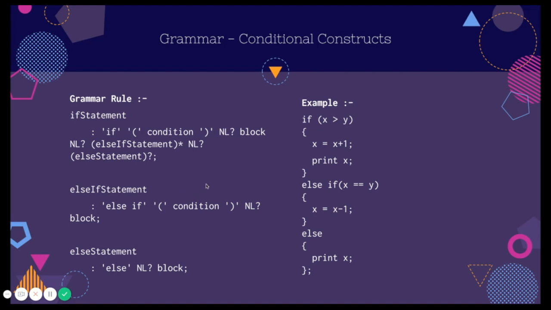In the example provided, if x is greater than y, the statements in the first block are executed. If the first two conditions both evaluate to false, then x will be printed. Now Paulo will take over the rest of the presentation.